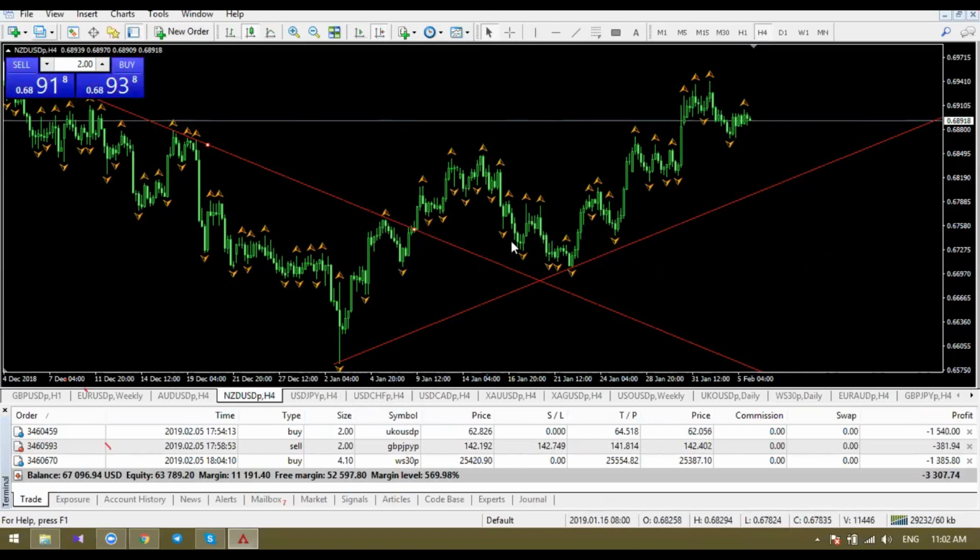So in my main neck, when the trend has changed and it is an uptrend, which one is your center?